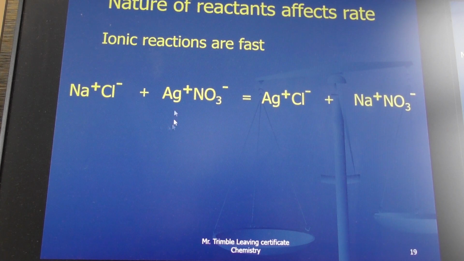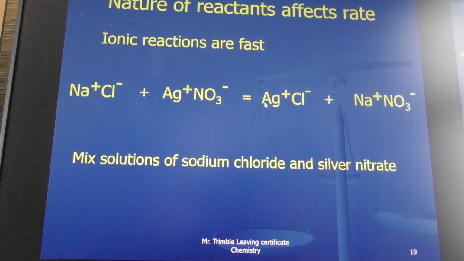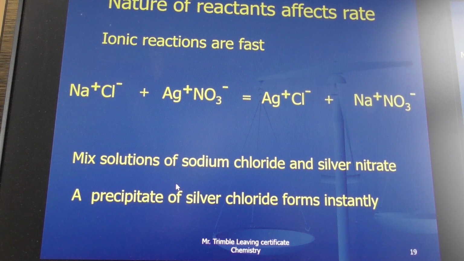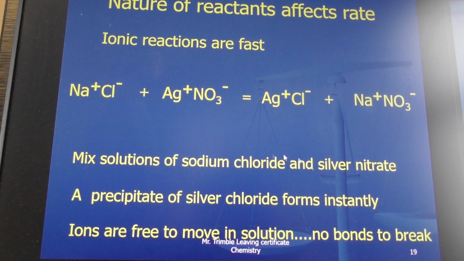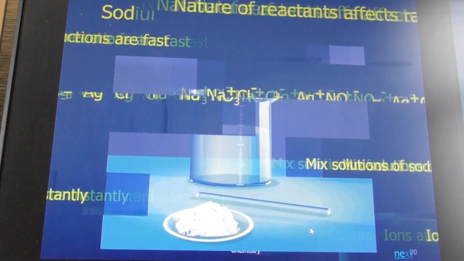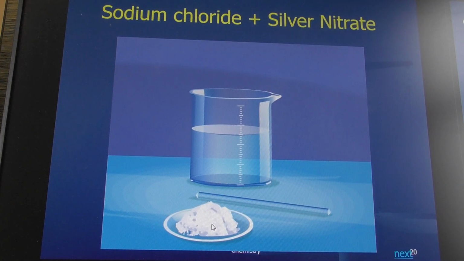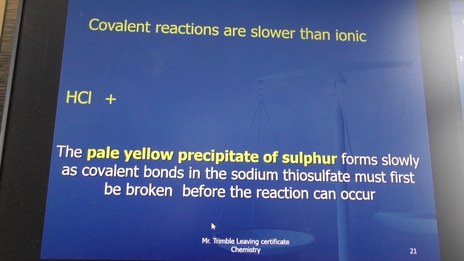There are no real bonds to be broken in either of these, because when they're in solution, they're individual ions. So it's just the coming together of ions, no bonds to be broken in the reactants. So you mix the solutions of sodium chloride and silver nitrate, and you get a white precipitate of silver chloride, and it forms effectively instantaneously. And you remember that as well. So the ions are free to move in solution, and there are no bonds to be broken. And you can evaporate it off, and you'll be left with the silver nitrate at the end.